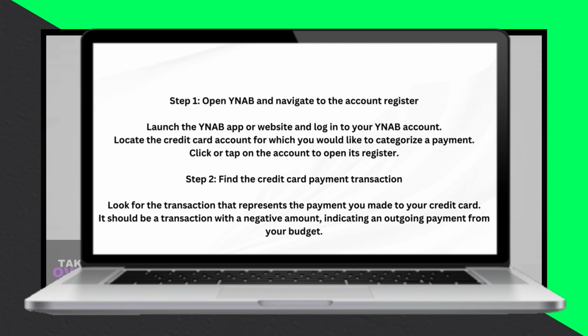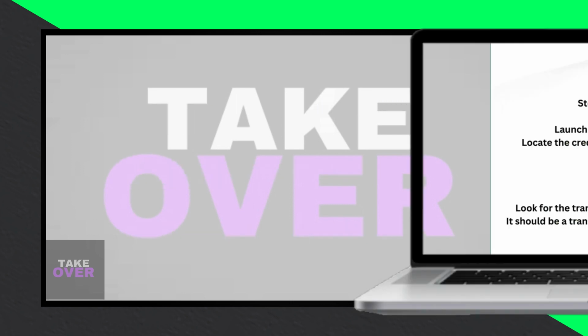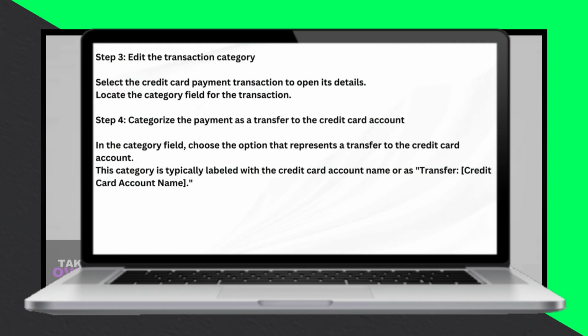Locate the specific credit card account you wish to categorize a payment for, and either click or tap on the account to open its register. Next, find the credit card payment transaction. Identify the transaction that corresponds to the payment you made to your credit card. It should display as a transaction with a negative amount, indicating an outgoing payment from your budget.